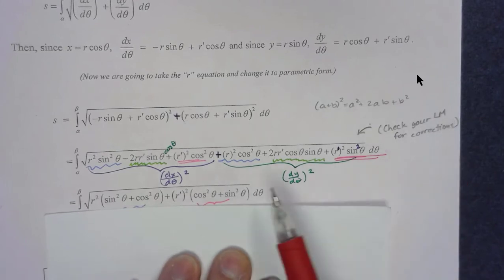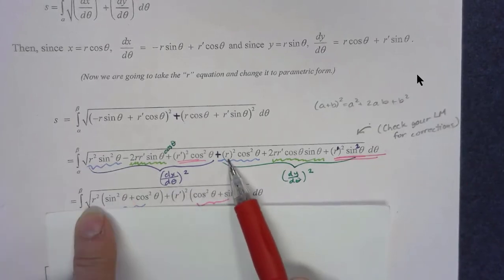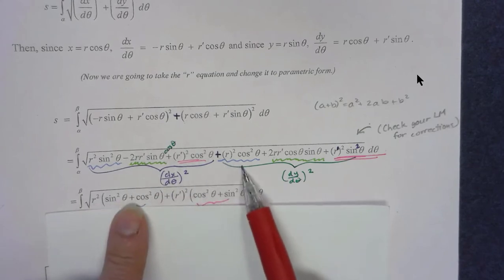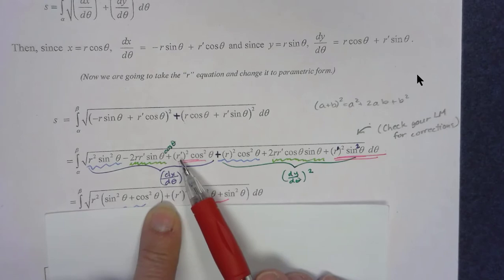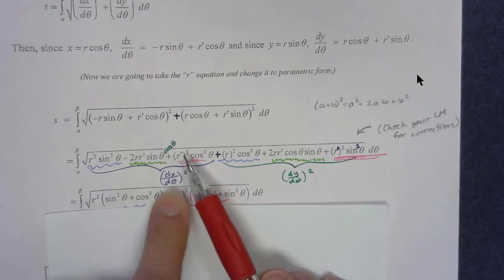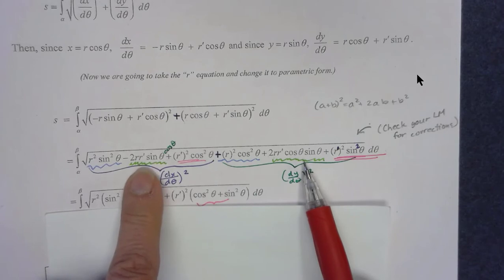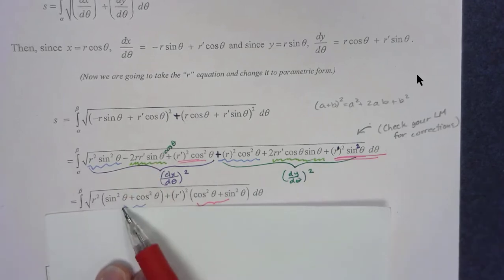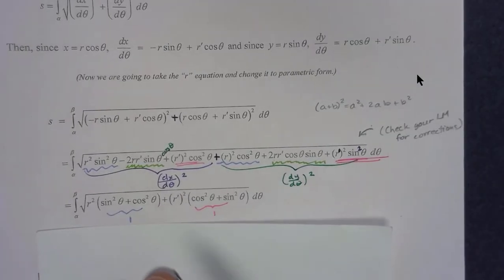What I can see is that I have r squared times sine squared plus cosine squared, plus I have r prime squared times sine squared plus cosine squared. And notice that these two terms have opposite signs, so they drop out. Now what do I know about sine squared plus cosine squared? You guessed it, that's 1.